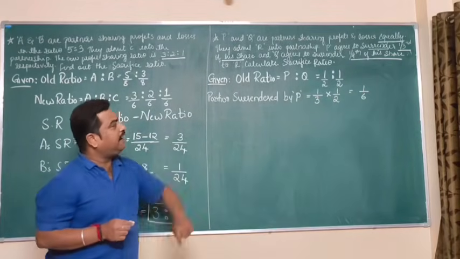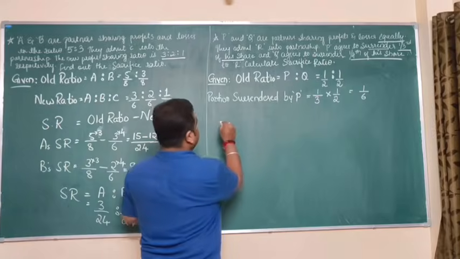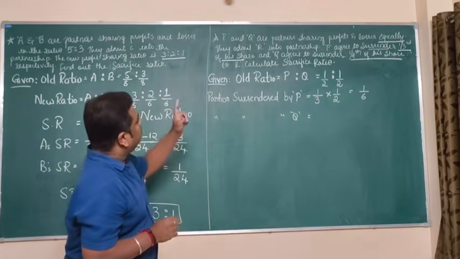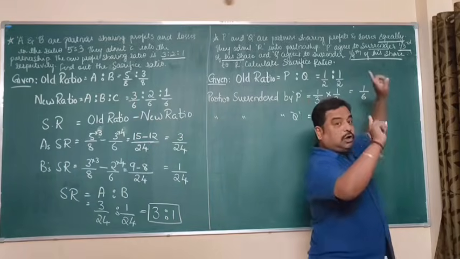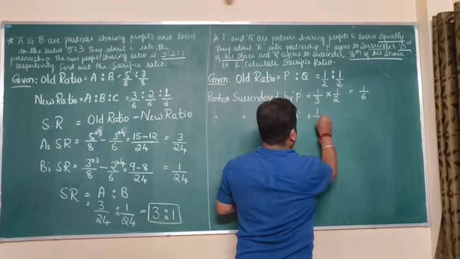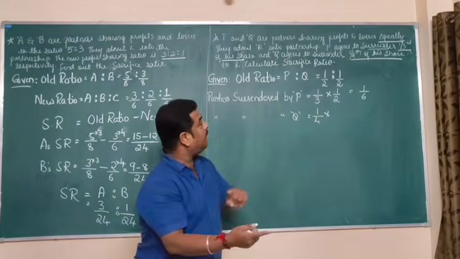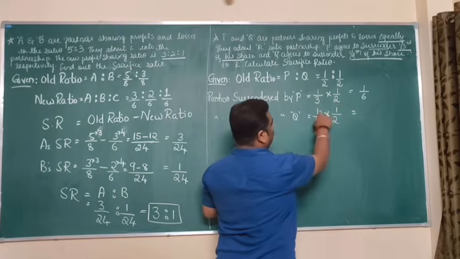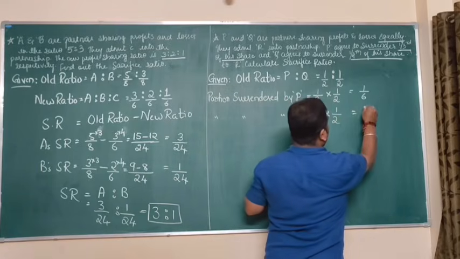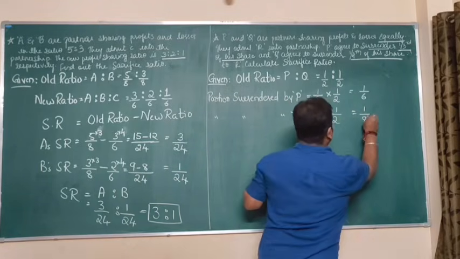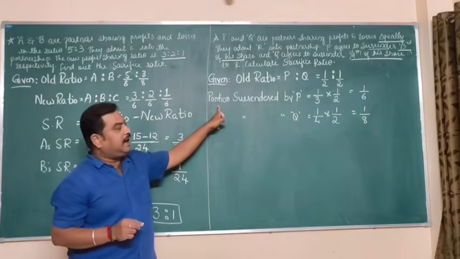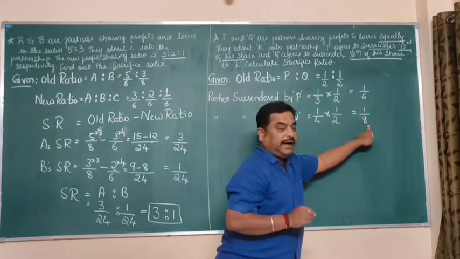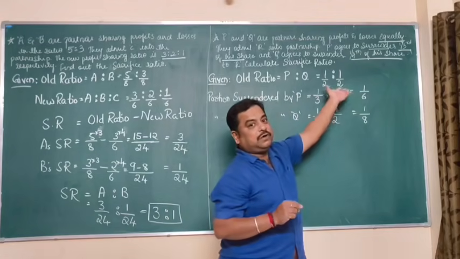So what is the portion surrendered by P? 1/6. Similarly, portion surrendered by Q is equal to how much Q is surrendering? 1/4 of his share. And what is Q's share? Old share? 1/2. So 1/4 into 1/2, 1 into 1, 1, 4 2s are 8. So what is the portion surrendered by P? 1/6. And portion surrendered by Q? 1/8. This only is the sacrifice or portion surrendered.